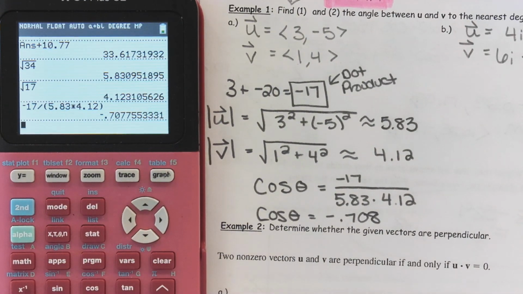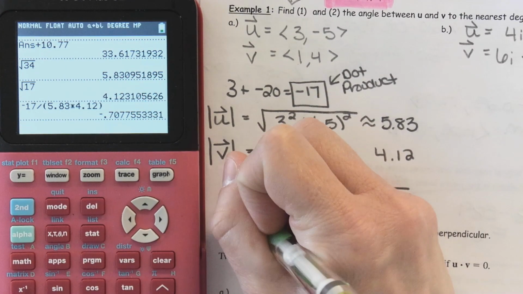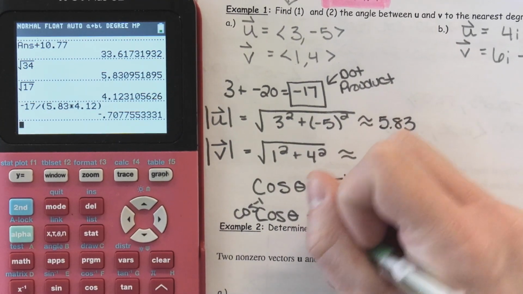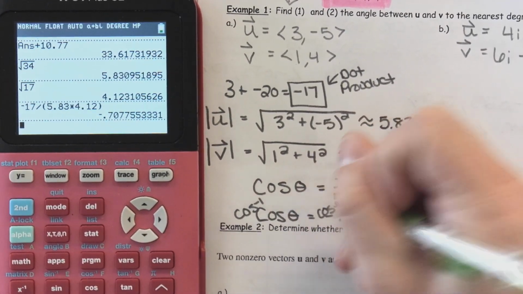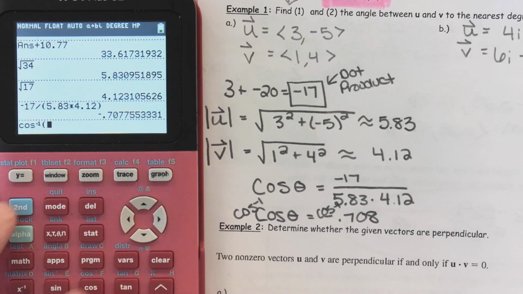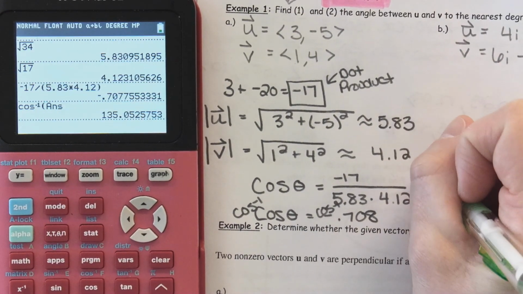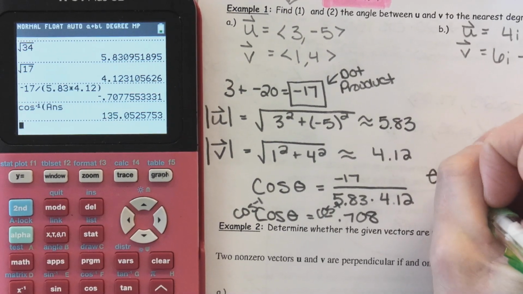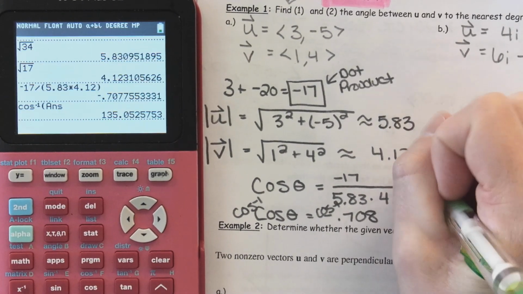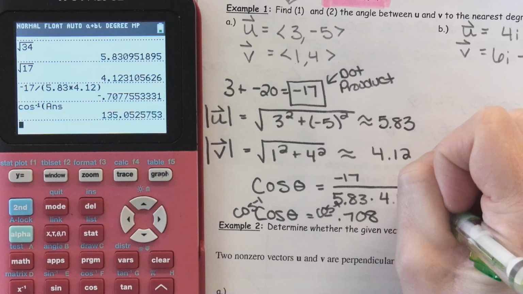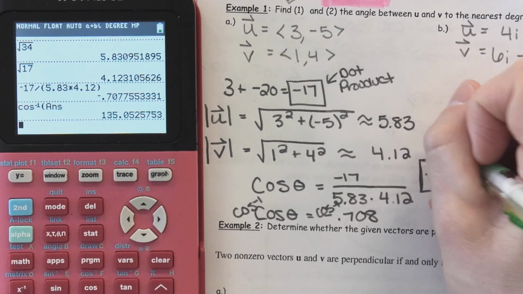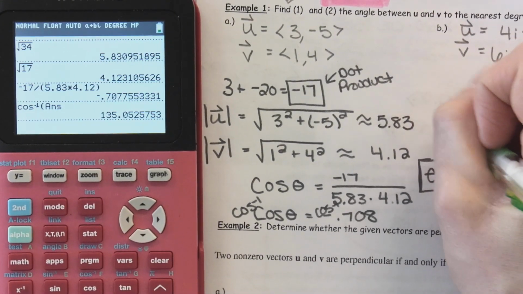Did we get this? Okay, now, how do I undo the cosine to figure out the angle between? Second cosine on the calculator, which is the same as doing the inverse cosine, right? So second cosine, second answer, and I get theta equals about 135 degrees. It says to the nearest degree, so I'm not going to do a spot after the decimal. So this is the angle, this is part 2.